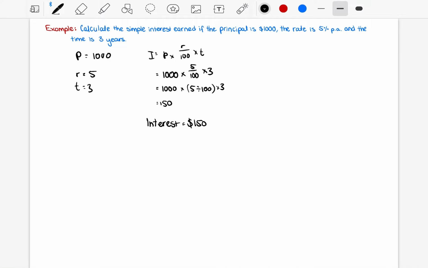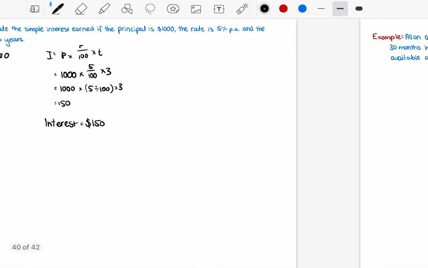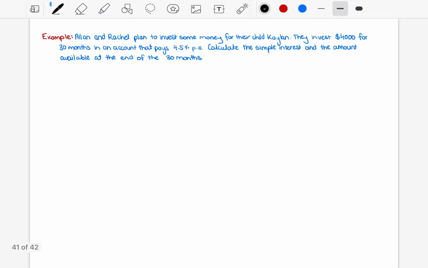It just says calculate the simple interest earned. So it hasn't said total or anything, just the interest. If we move on to our next example, it says Alan and Rachel plan to invest some money for their child Kaylin. They invest $4,000 for 30 months in an account that pays 4.5% per annum. Calculate the simple interest and the amount available at the end of the 30 months. So we've got to find the interest and then the total, which is just adding the original amount plus the interest.